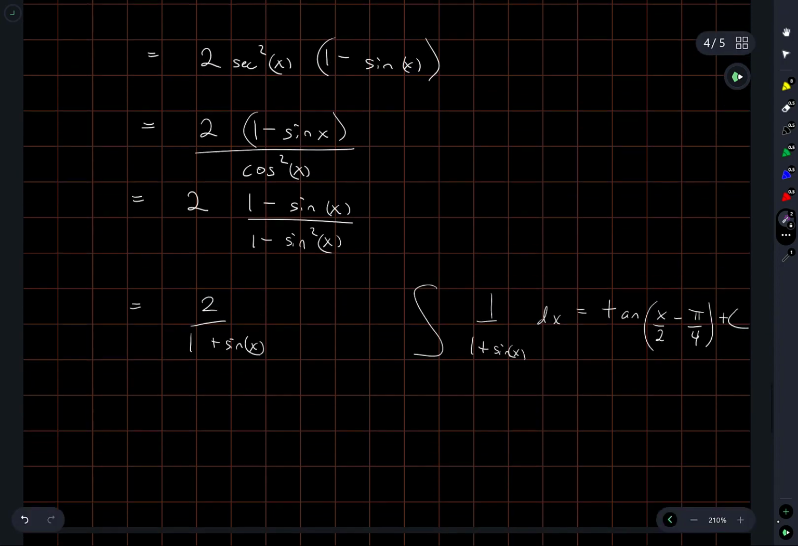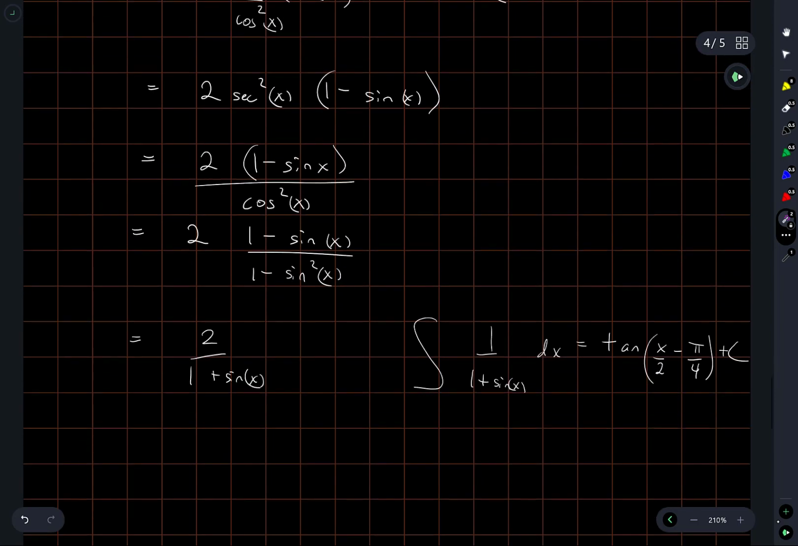Anyway, this was a little bit of a roundabout way, but if you want a straightforward derivation of this integral, then see the solution video, which is linked here.